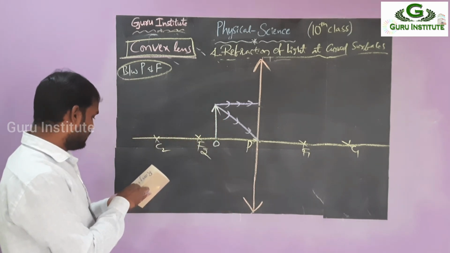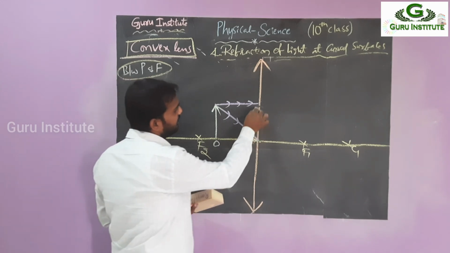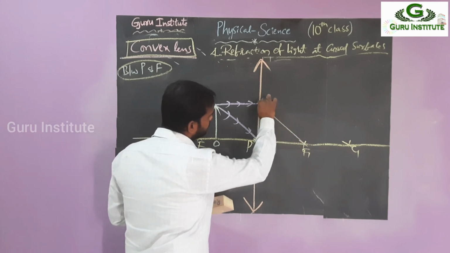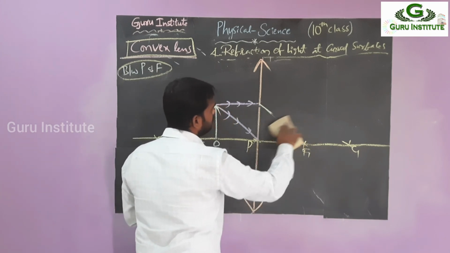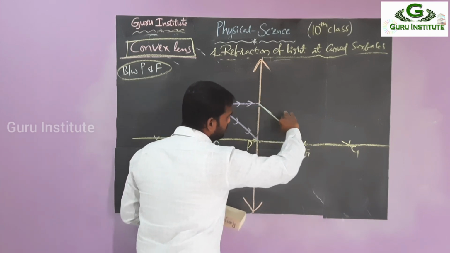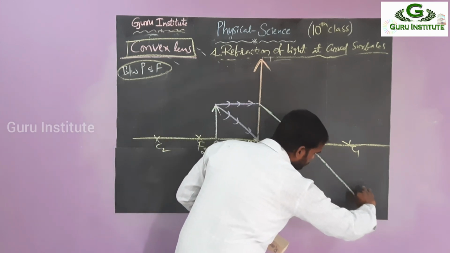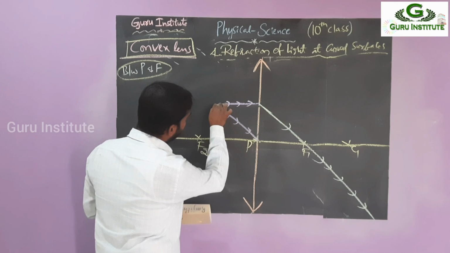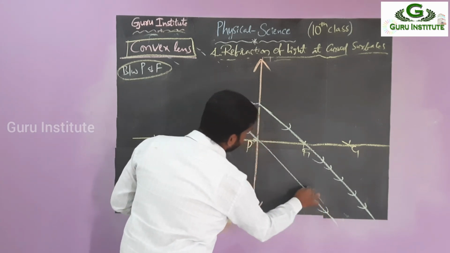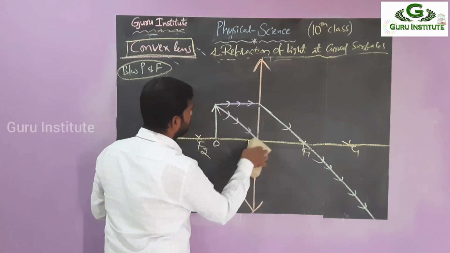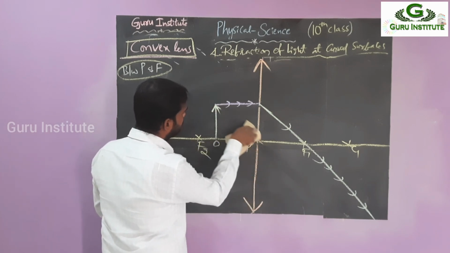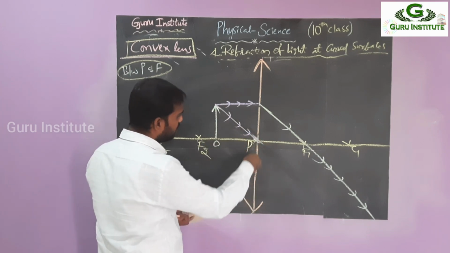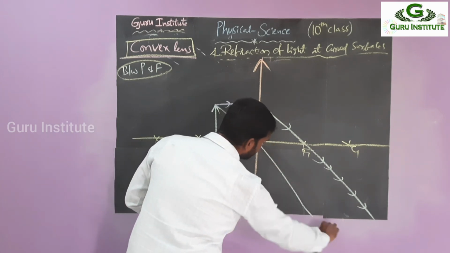So now we have to draw the reflected rays for this one. Right, passing through the focus. This point only, right? This point you have to join with a scale. Okay, right. Passing through the pole. This is a reflected ray, right? Now coming to this one, you have to join this one. Passing through pole, no deviation, right?